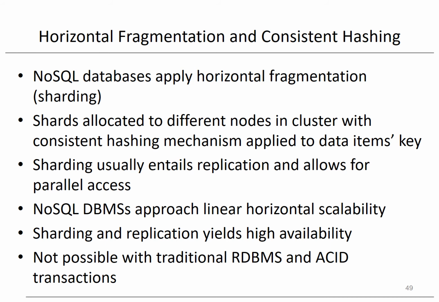Therefore, many NoSQL DBMSs approach linear horizontal scalability, which means that the performance increases nearly linearly with the number of nodes in the cluster. In addition to the performance, the combination of sharding and replication also yields high availability, with the workload being redistributed over the other nodes in case of failure of a node or network connection. The same levels of horizontal scalability and availability would never be achievable by traditional DBMSs executing ACID transactions over a cluster of nodes.